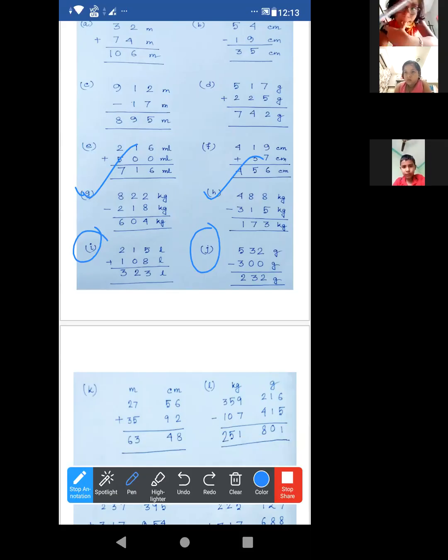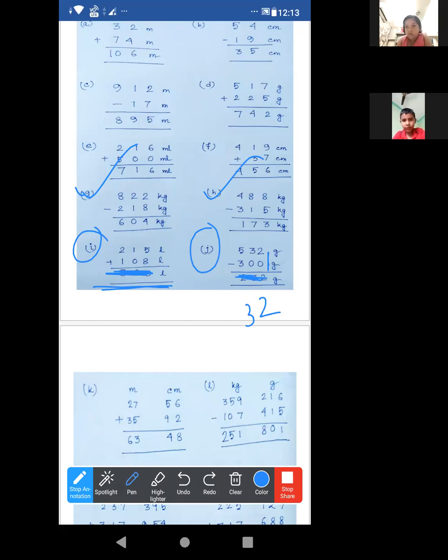Write fast. Look, I is normal addition, okay? Just do it yourself. I am just covering the answer. Now also for J I am covering the answer, but it is also normal subtraction, not borrowing subtraction. Look, just 0 is over there, it will be 2, it will be 3, and from 3, just count till 5, 4, 5, 2, it is 232.